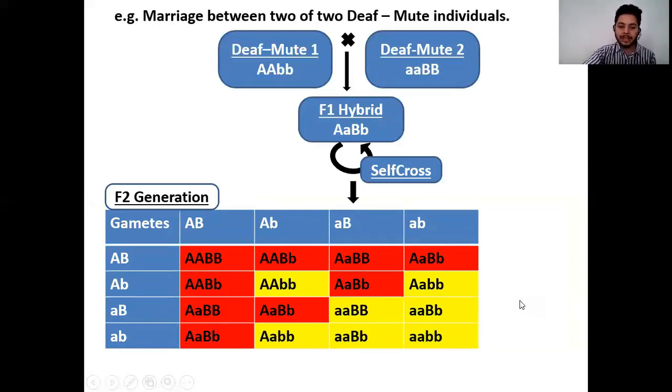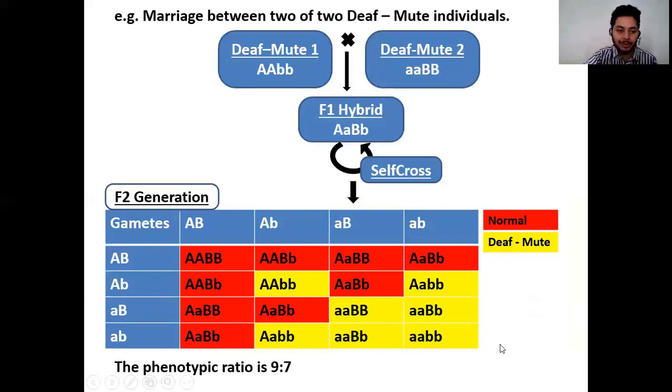Now all these genotypes you see are color coded. So what is this color coding scheme? The red colored boxes that you see are normal individuals, while the yellow colored boxes that you see are the deaf mute individuals. So now the phenotypic ratio that you obtain in the F2 generation is 9 normal healthy is to 7 deaf mute. So here you see that in the red colored boxes, both the dominant alleles, capital A as well as capital B, are present together. And therefore, both these dominant alleles are interacting and they are producing a normal individual.